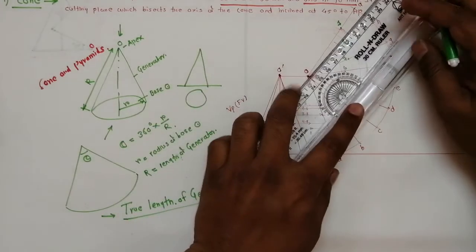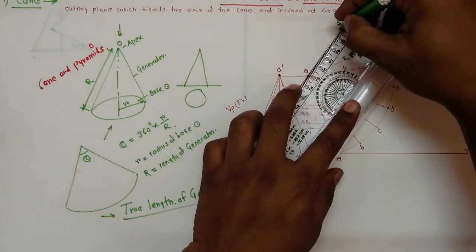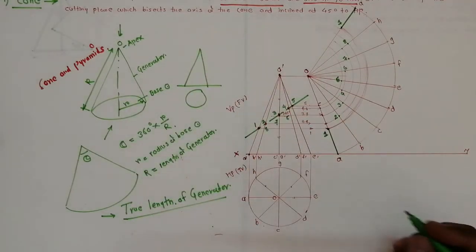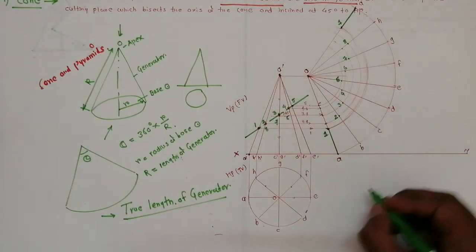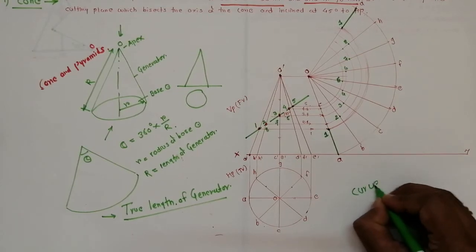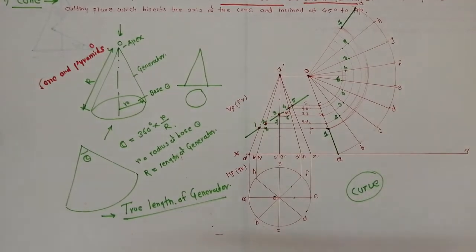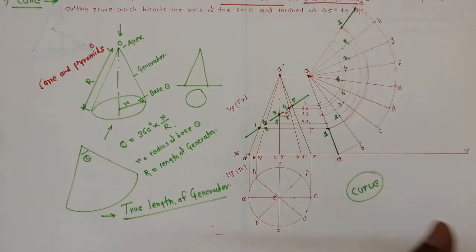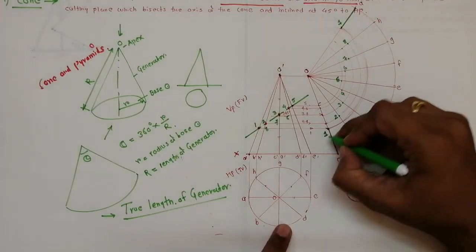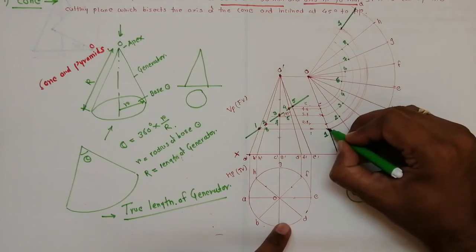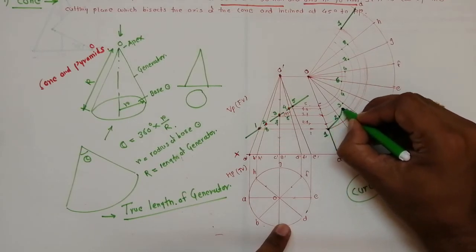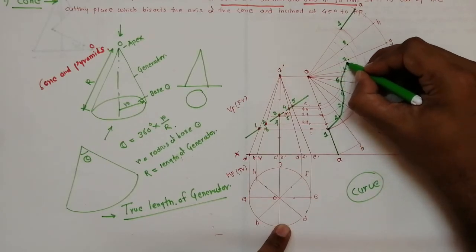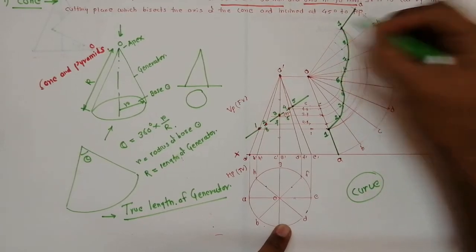So how to join these points? This point comes something like this. So this is the line here. Now since this is a cone, the development comes in the form of a curve, similar to the cylinder. So for the cylinder and the cone, the development comes in the form of a curve. Now you join all these points using the French curve. I'm joining here freehand because I don't have the French curve with me. So like this, 1 2 3 4 5 6 7 8, and like this.